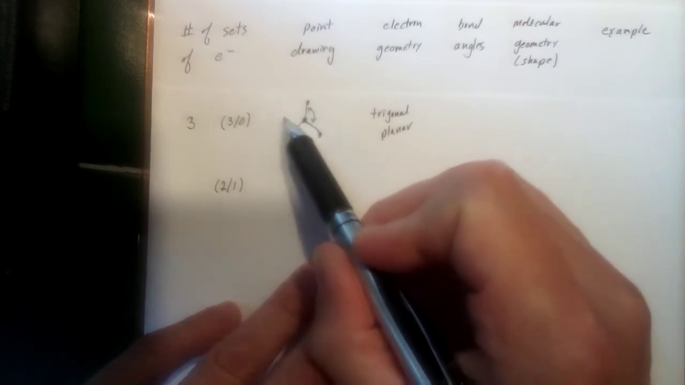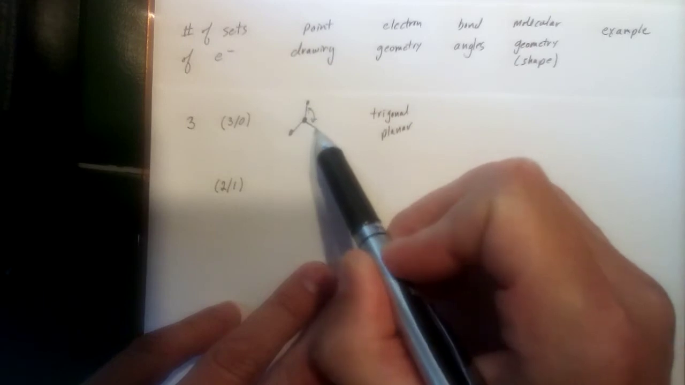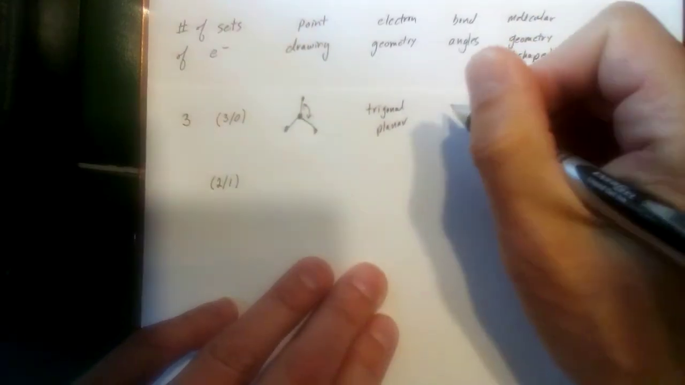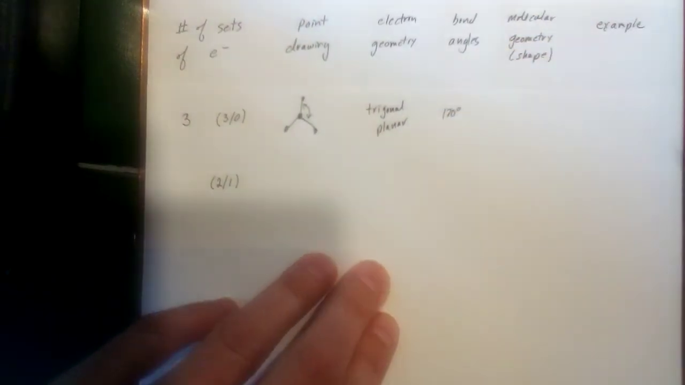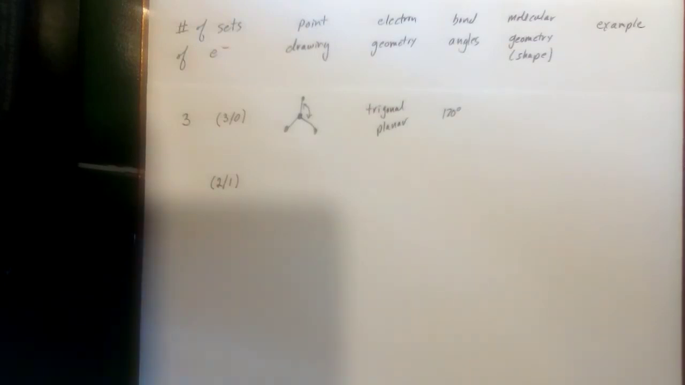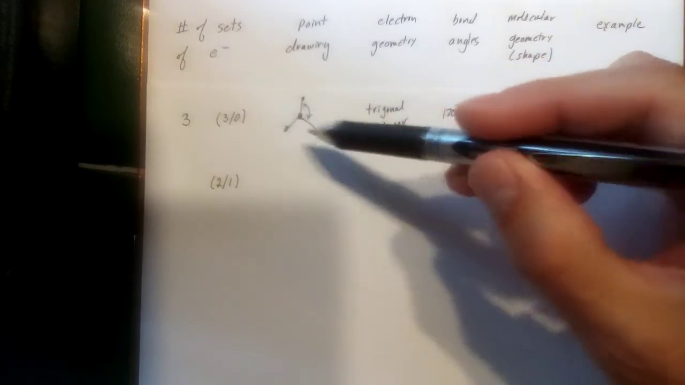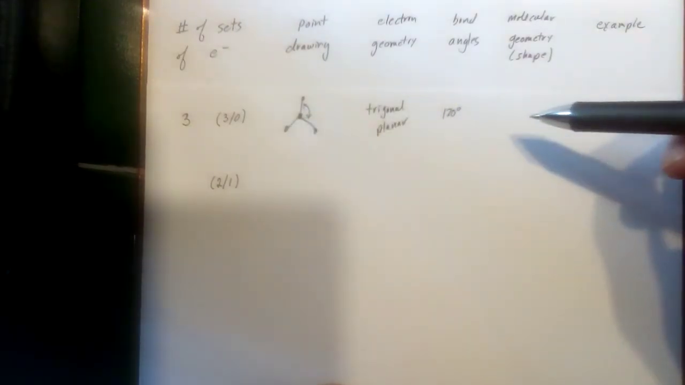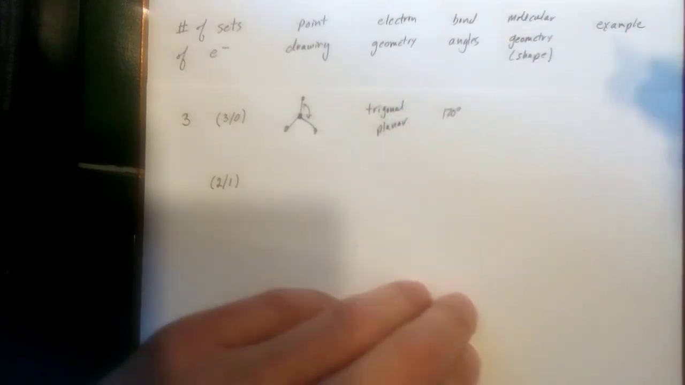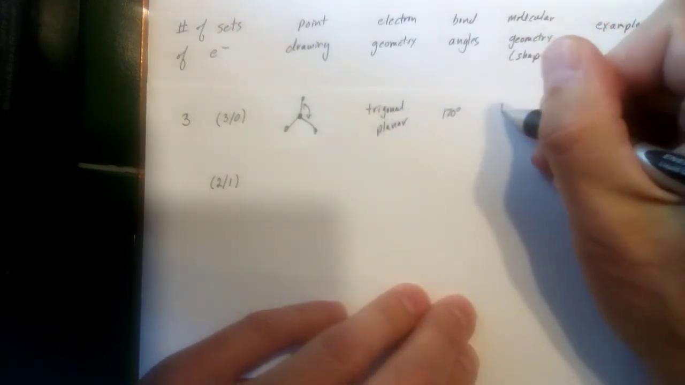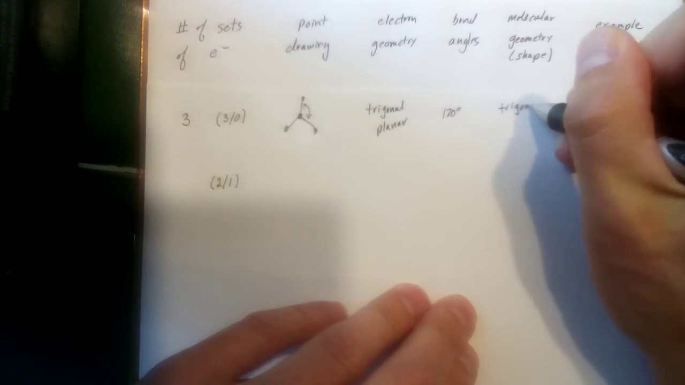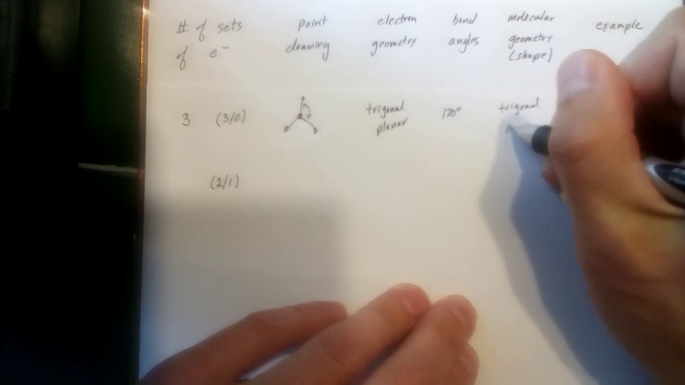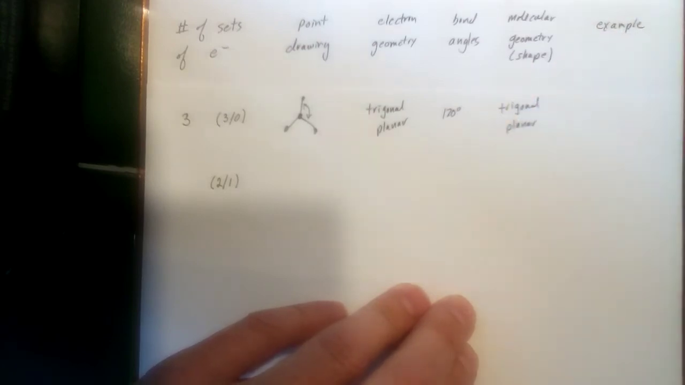All the way around the circle is 360 degrees. So there are 3 segments here. So these bond angles are all 120 degrees between those lines. Okay. Now, all the sets of electrons are bonds. We said that means the molecular geometry will be described by the same term as the electron geometry. So the shape here, or molecular geometry, is also trigonal planar.